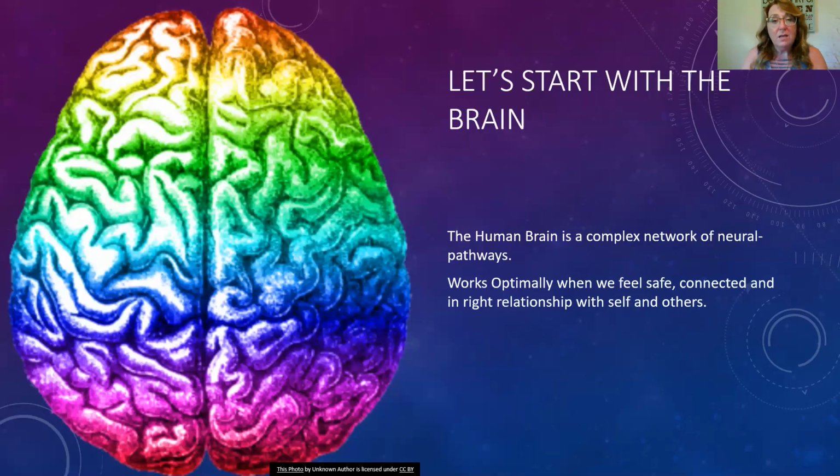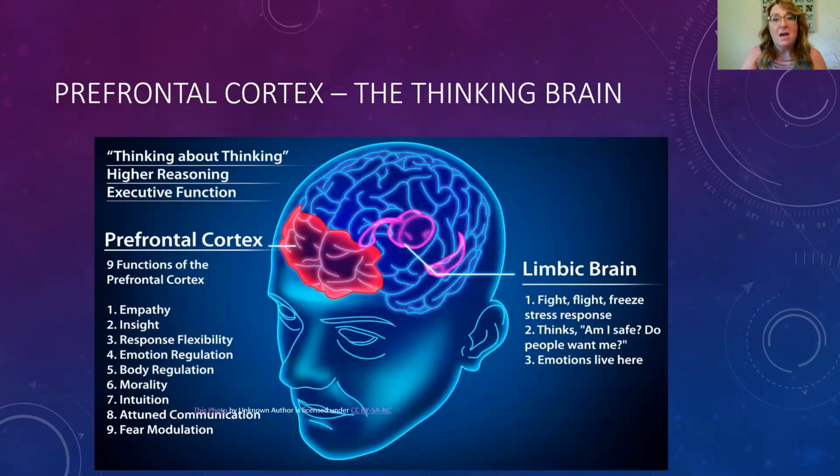So the human brain is a very complex network of neural pathways. The brain works optimally when we feel safe, connected, and in right relationship with ourselves and others. There are so many components to the brain, and all of them need to be supported by the neurochemistry that allows for us to be in our prefrontal cortex. So we're going to talk about that next.